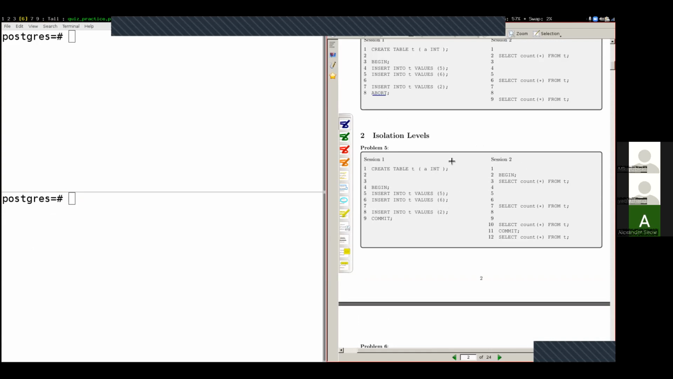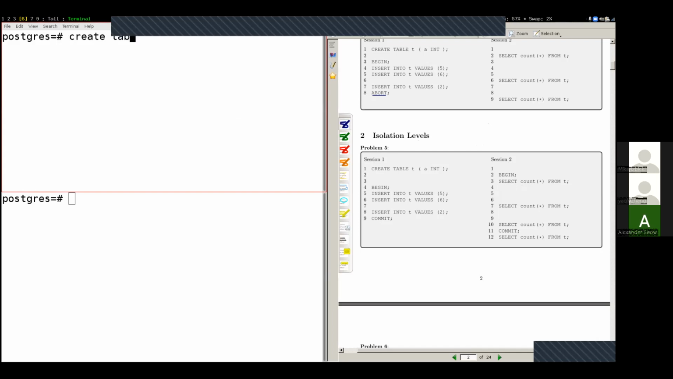So the difference between problem 5 and the previous ones is on session 2 over here, all of these select statements are happening inside of a transaction. So now we have 2 transactions going on. On the left-hand side, we have a transaction for our inserts and a separate transaction for our selects.